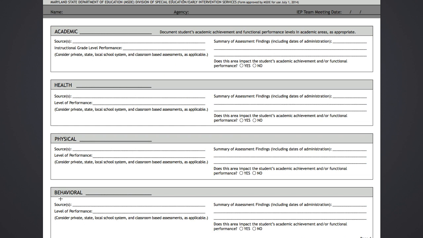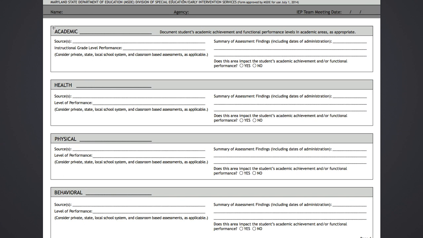So the present level section of the IEP, the way that it presents in this blank document, is rather stark looking, but there's quite a bit of information that will go into this section. And again, each professional who conducts their evaluation, or conducts their evaluation with another professional as part of the team, because we love that collaboration in the evaluation process, will contribute to this section of the IEP.